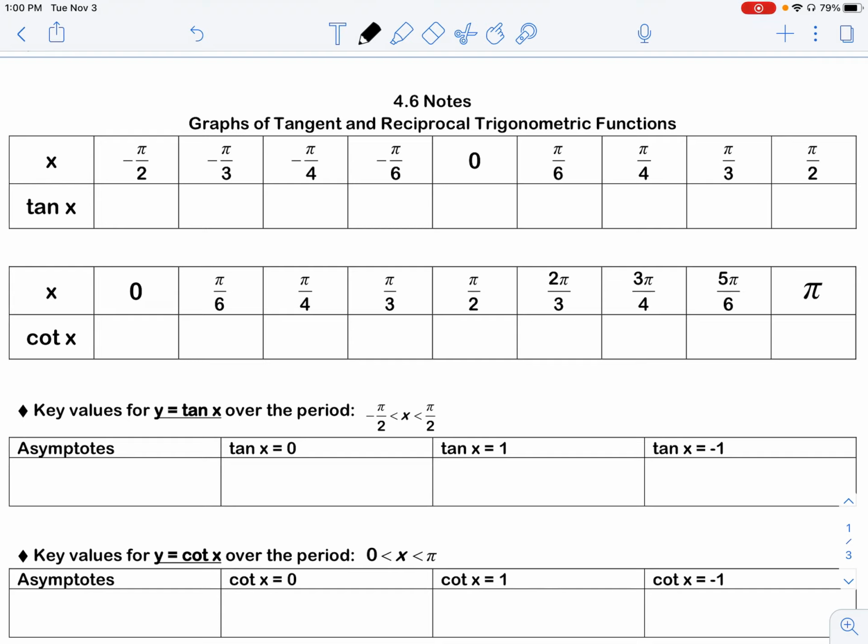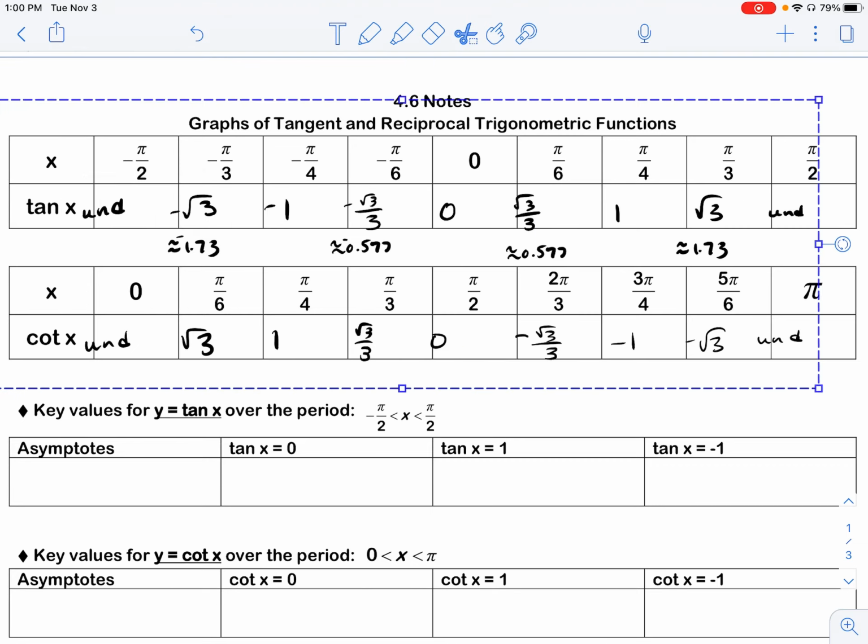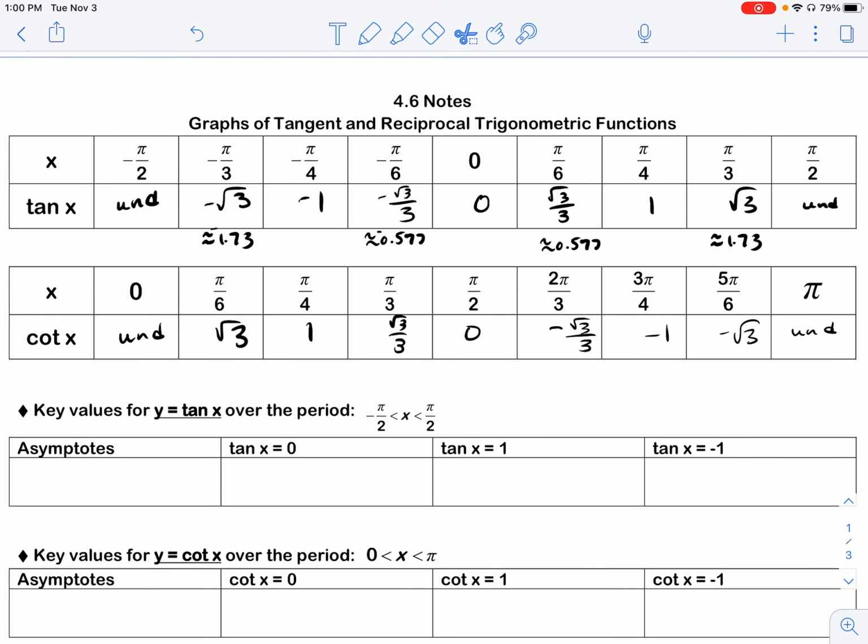If you have a chance, pause the video real quick and see if you can fill this out. Well, if you went ahead and filled this out, you should get something that looks like this. Let me just fill this in here.